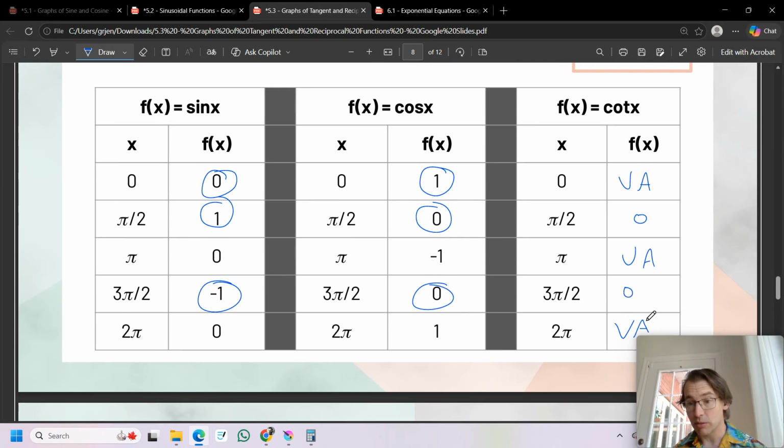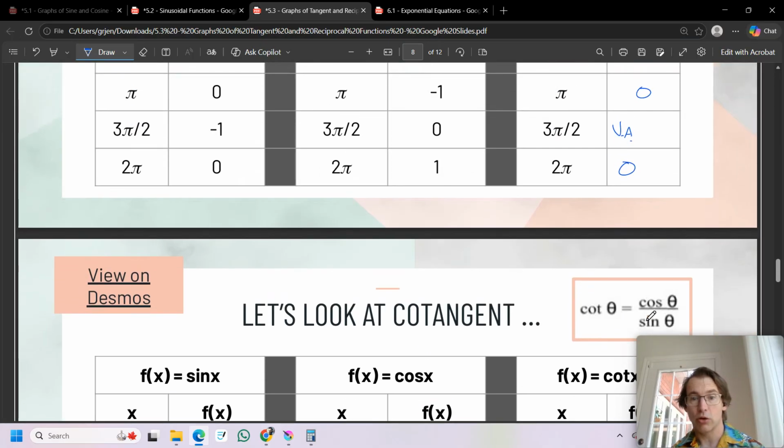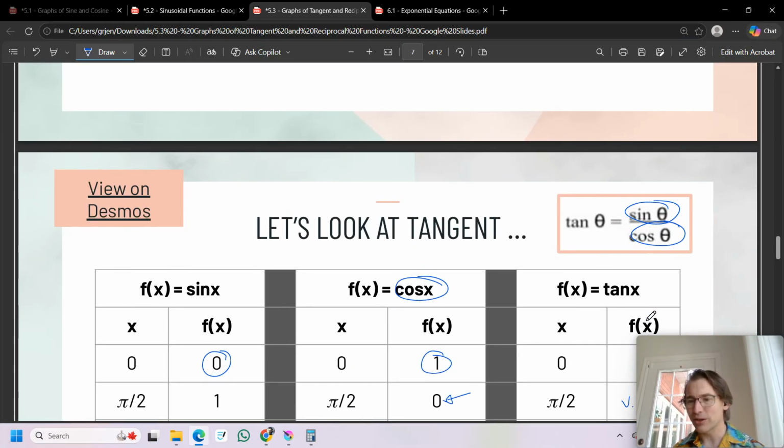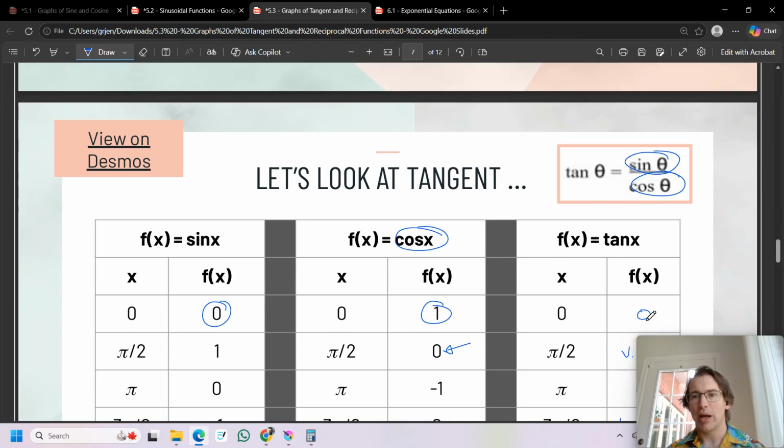There's one other thing I want to talk about with tangent and cotangent, which is that there's another convenient point we can look at for both, and those are your pi by 4s. Your pi by 4 is a nice point, as well as your negative pi by 4s, and your 3 pi by 4 and 5 pi by 4. These are the places where the function is equal to 1 or negative 1.